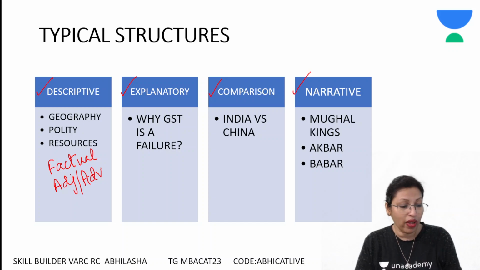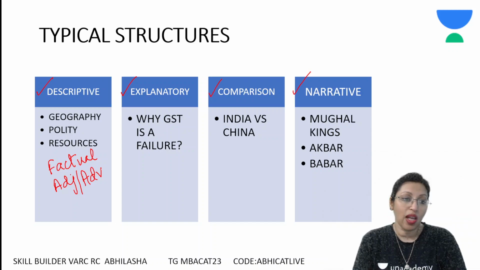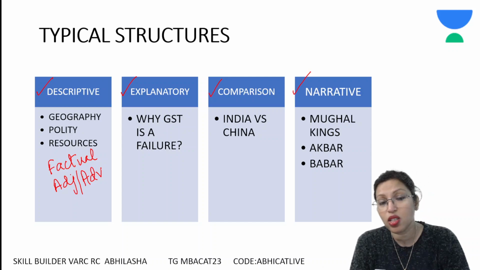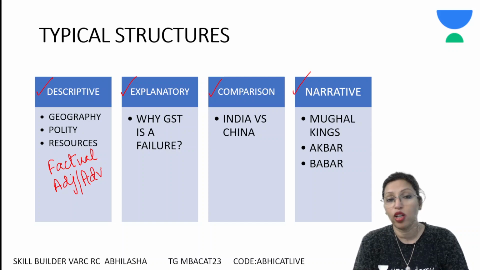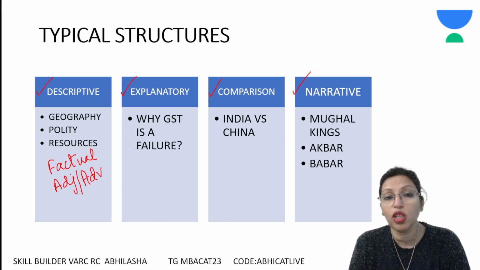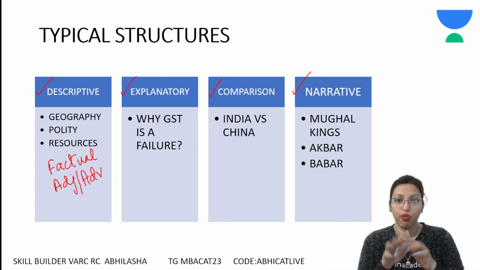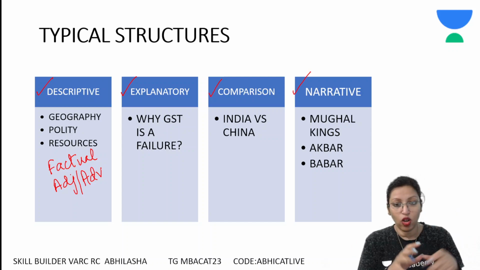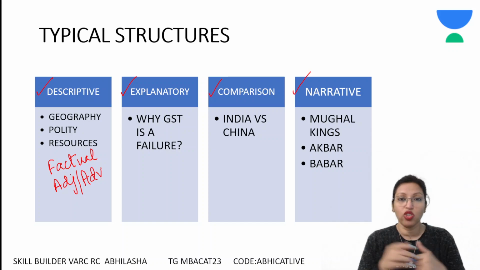So for example, when we talk of a descriptive essay, we could be talking about subjects such as geography, polity, we could be talking about the resources. So let us say I ask you about the polity of India. Now, if you talk about the polity, you will tell me that there are three parts of the government. We have the executive, we have the judiciary, and we have the lawmakers. So the legislative, those will be the three parts.